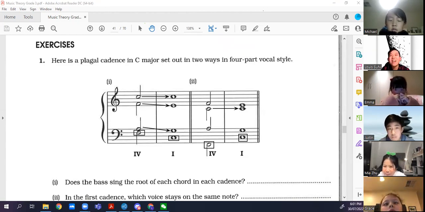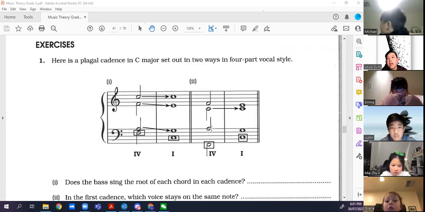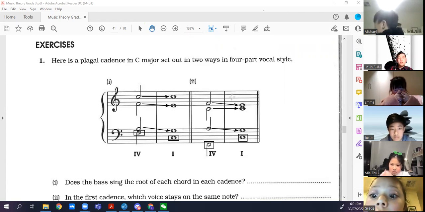Mia, what are you writing? Okay, so the note in common stays in the same voice and stays the same in pitch, and the two other voices will step down.